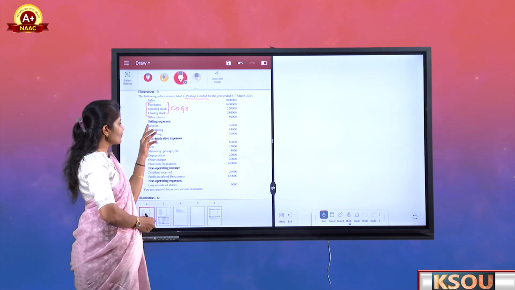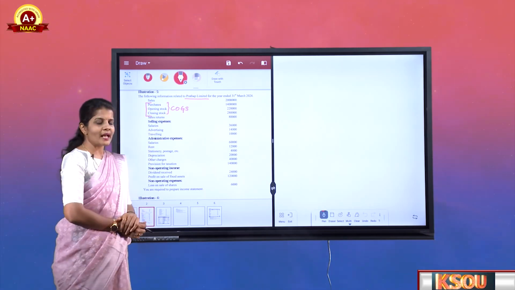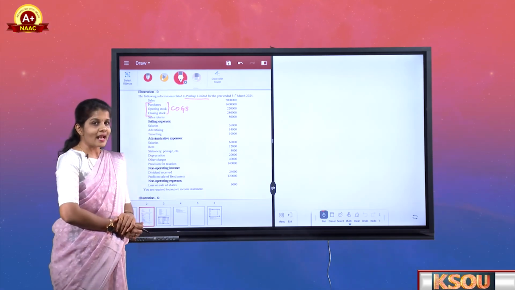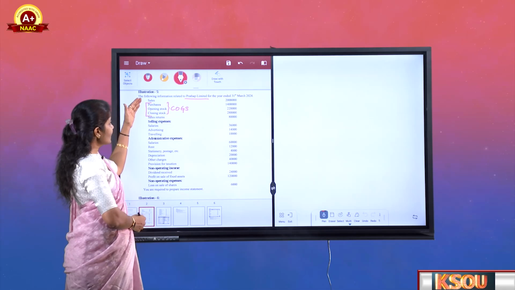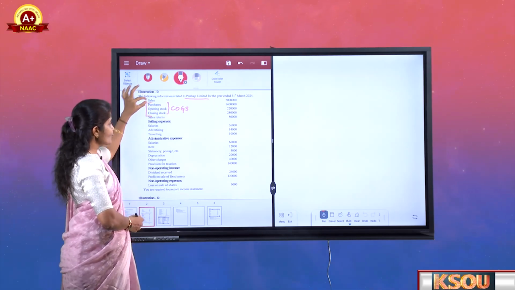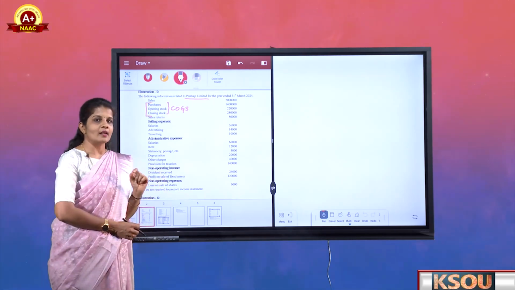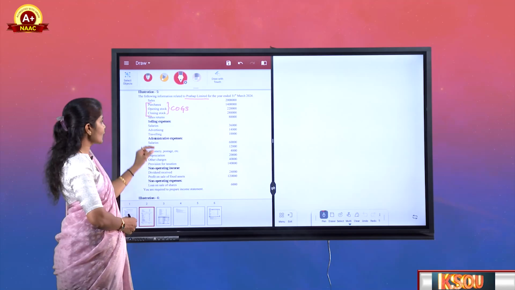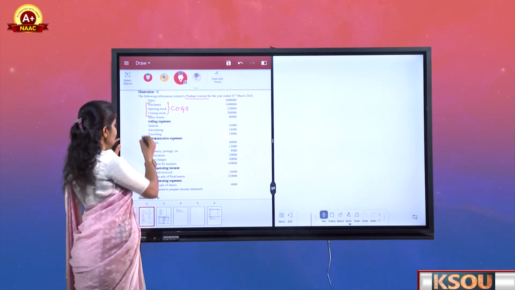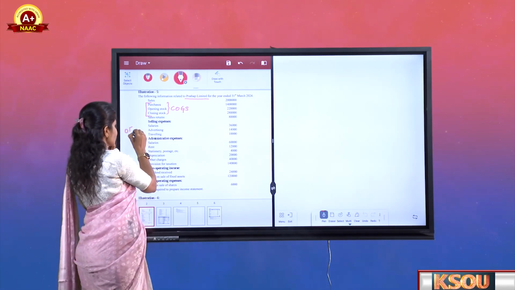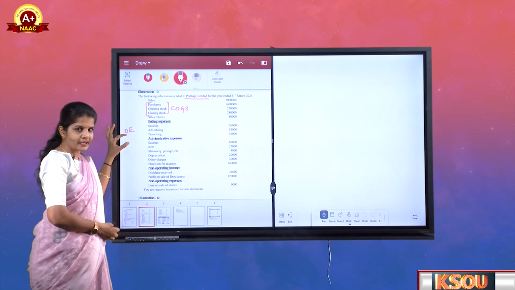Next, further they have given selling expenses. Where do we have to consider this? As we all know, after deducting this cost of goods sold from the sales, we will get a gross profit. From the gross profit, we need to deduct operating expenses. So what are the operating expenses?